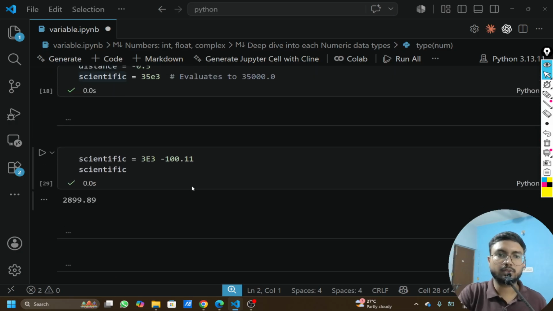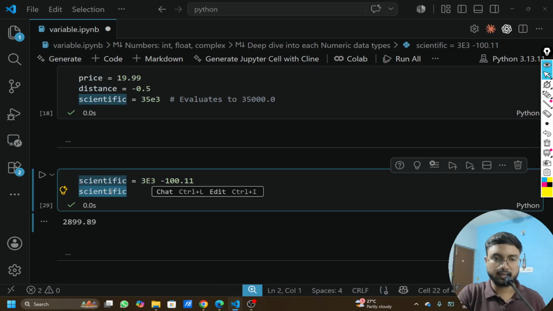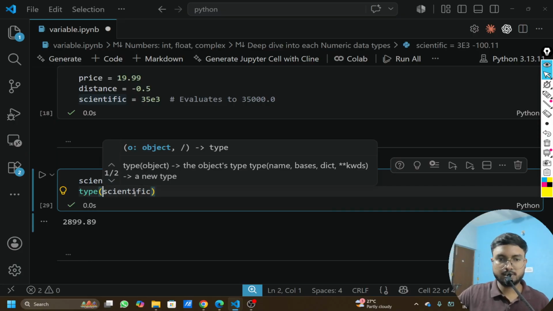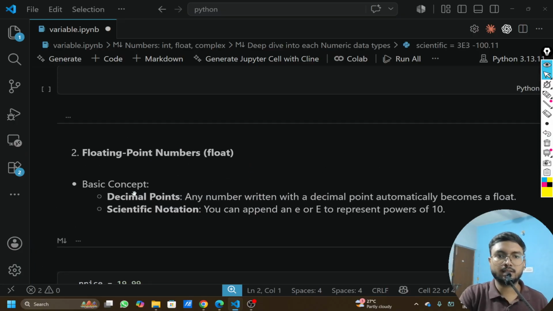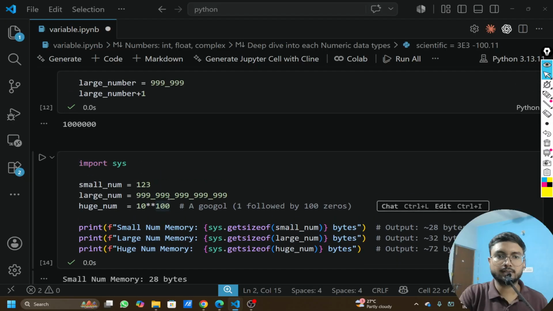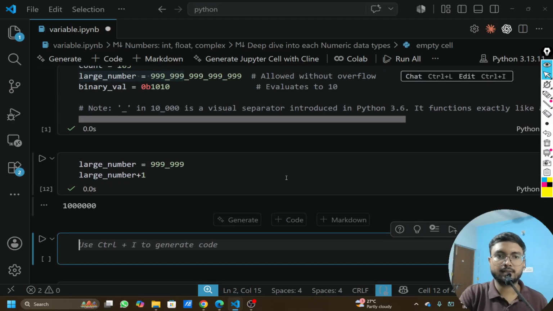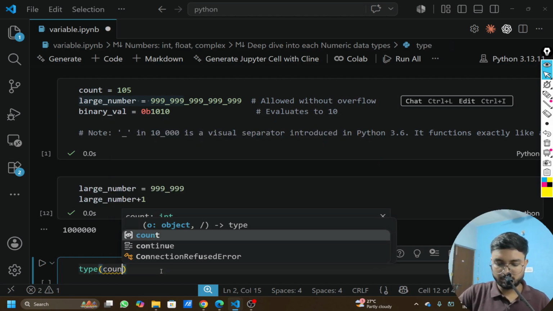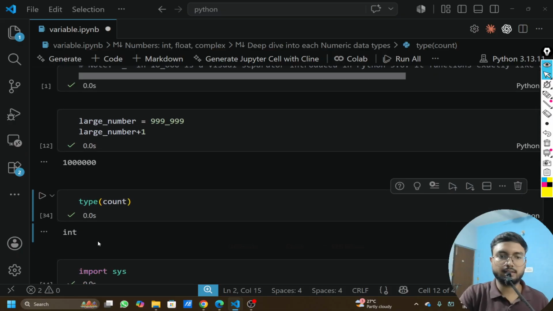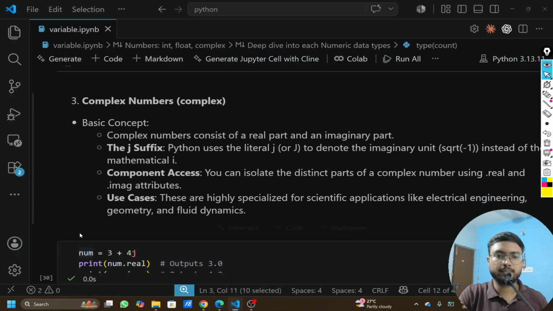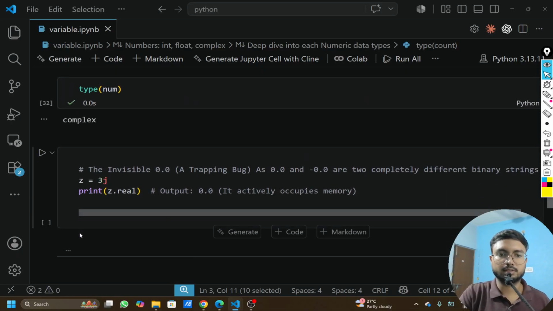Similarly, I think I forgot to show the type of these scientific values. So here, if I write type, you can see the type is float. And similarly for int also, if we try to print the type of count, it will be int. So this we can check at any time using the type function.